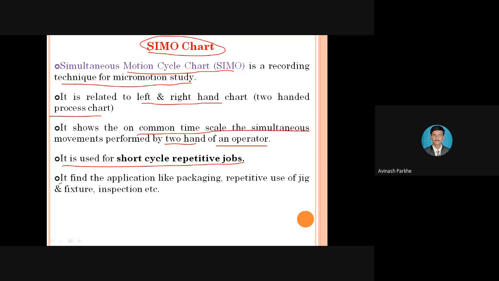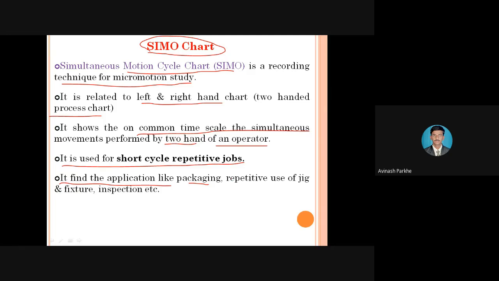For example, this particular Simo chart is fine for applications like packaging. If I have to go for the packaging of the product, the same task we have to repeat again. A new product is coming, we have to go for the packing. Again a new product is coming, again we have to go for the packaging. So that means the same process we are repeating again and again. Those movements can be recorded by using this Simo chart.